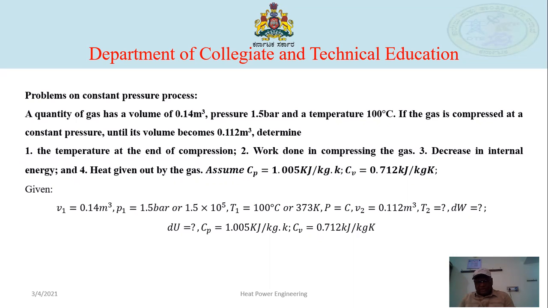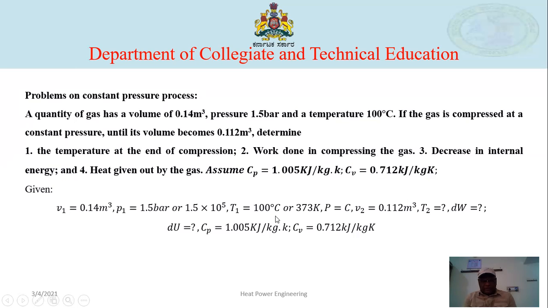Assume Cp is equal to 1.005 kilojoules per kg Kelvin and Cv is 0.712 kilojoules per kg Kelvin. These are the specific heat at constant pressure and at constant volume, respectively. Here the data given is written in the simplified form. The pressure is given in terms of bar, so it is multiplied with 10 to the power of 5 to convert it to Newton per meter square, and the temperature given in Celsius has been converted into Kelvin.